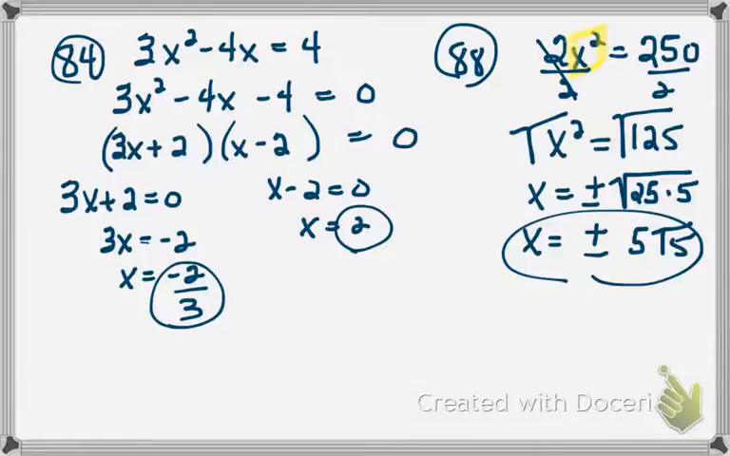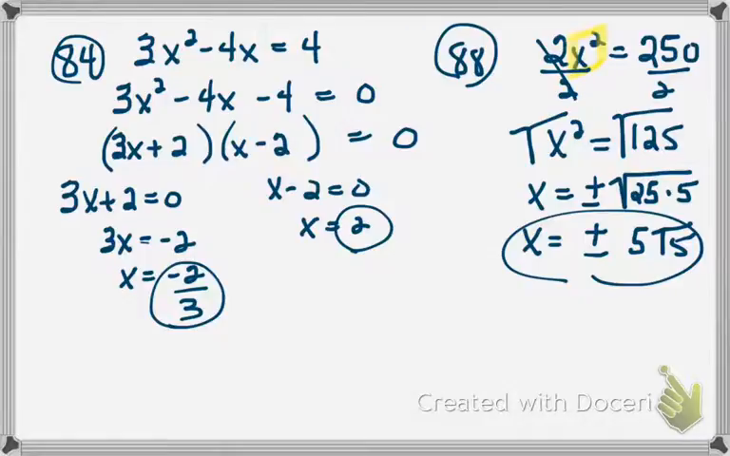So number 84, I would suggest that you factor. Okay? If you would want to complete the square, I don't know why you would want to complete the square on 84. But I would either factor on 84, or if you want to use the quadratic formula, you can on 84. 88, I would suggest that you divide by 2 and use the square root property.